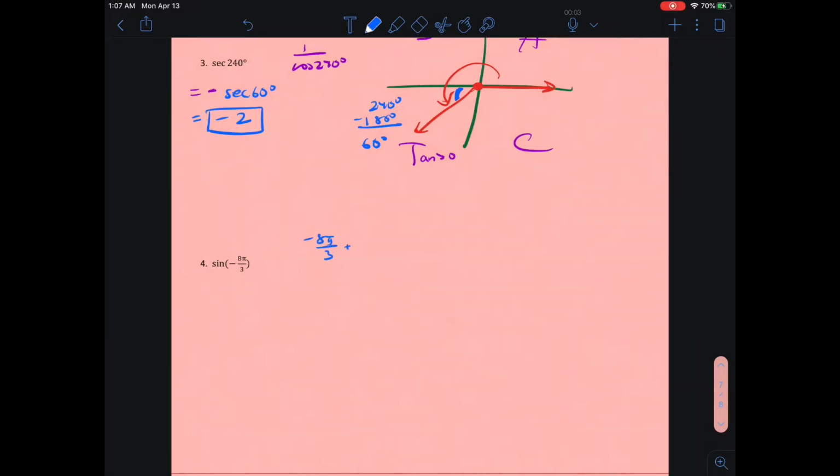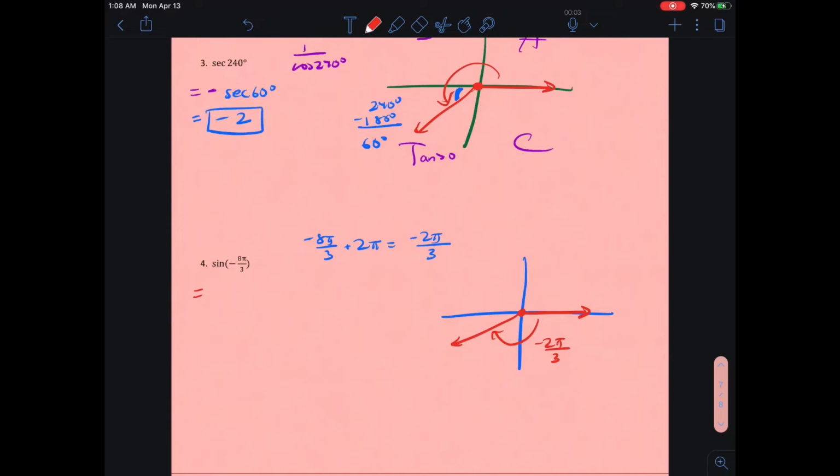Here, negative 8 pi over 3 is a pretty small angle. I'm going to make it more manageable by finding its coterminal angle, adding 2 pi. If I do that, I get negative 2 pi over 3. For this one, I'm going to leave it as negative 2 pi over 3. I'm going to draw this angle in standard position. Because it's negative, I'm going to go clockwise. I'm not going to go a full pi radians, so I'm going to be short a little bit. And this is negative 2 pi over 3.